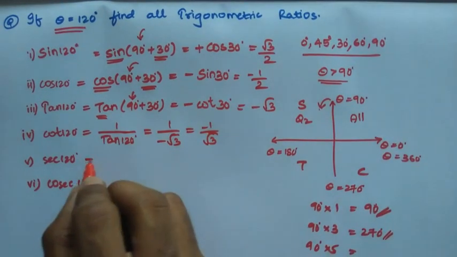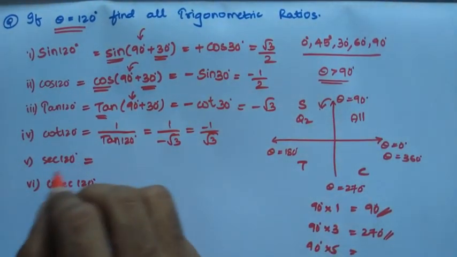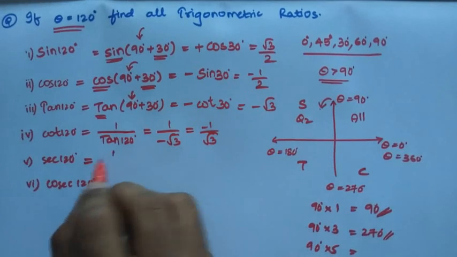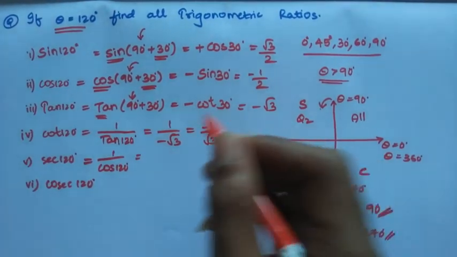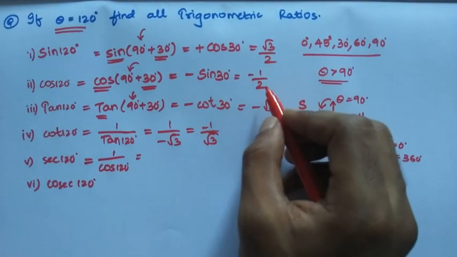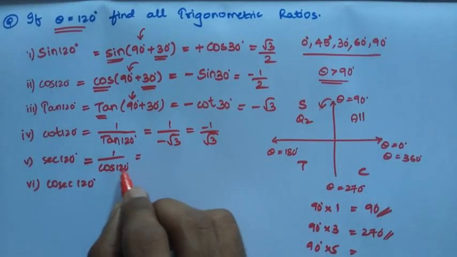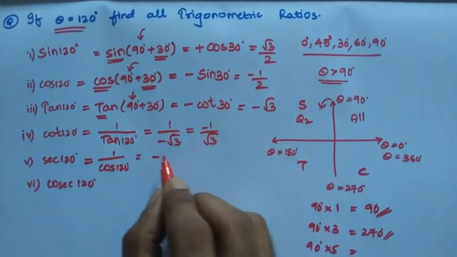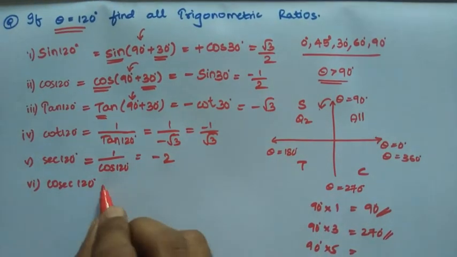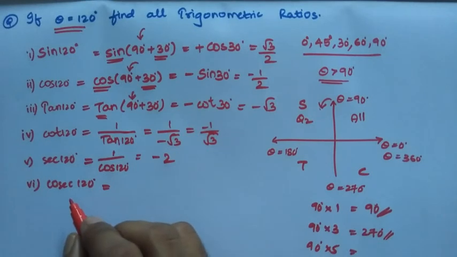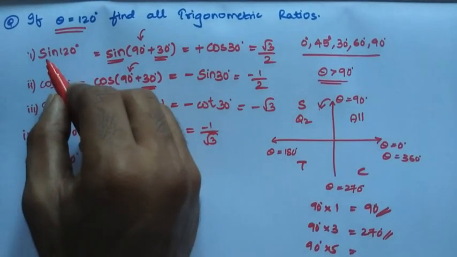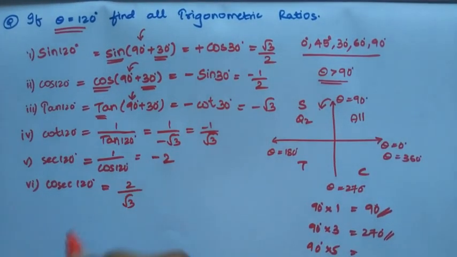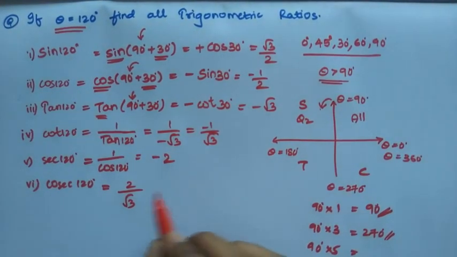Coming to secant 120 degrees. Secant 120 degrees is the reciprocal of cos 120 degrees. So secant 120 degrees can be written as 1 by cos 120, and we have cos 120 as minus 1 by 2, so it is the reciprocal of cos 120. That means we need to interchange the numerator and denominator without change in sign. It will be minus 2. Coming to cosecant 120, it is the reciprocal of sine 120. We need to interchange the numerator and denominator. That means it will be 2 by root 3. Therefore the value of cosecant 120 degrees is 2 by root 3.